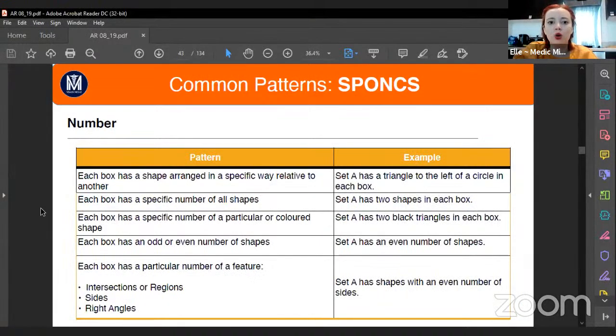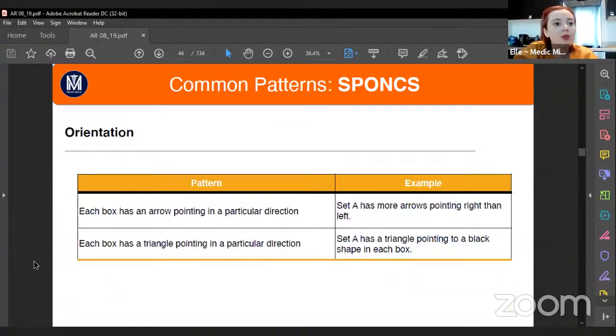Okay, so then we're moving on a bit more. I think we've switched back to number there. So there we go. Orientation. Orientation is about, are things pointing in certain directions? So if you're looking at triangles, if you're looking at arrows, are they pointing to the right? Are they pointing upwards? Are they pointing at other shapes? So it might be that you've got a triangle that always points to a black shape, for example. So it's not just orientation on its own there, but how does that relate to other shapes?